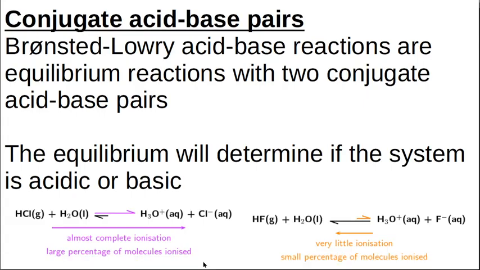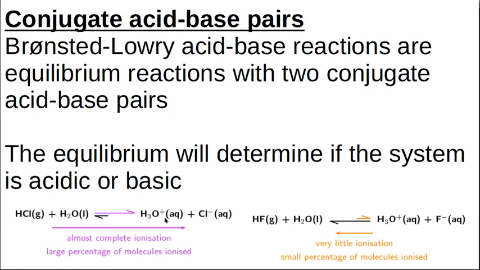Okay, so let's look a little bit more at conjugate acid-base pairs, and then we'll talk a bit about ampholytes. So a conjugate acid-base pair, based on the Bronsted-Lowry theory: all acid-base reactions are actually equilibrium reactions. So this is going to become very important later on. We're going to be doing calculations based on equilibrium constants for acids and bases, okay? So these acid-base reactions are equilibrium reactions, and there are two conjugate acid-base pairs.